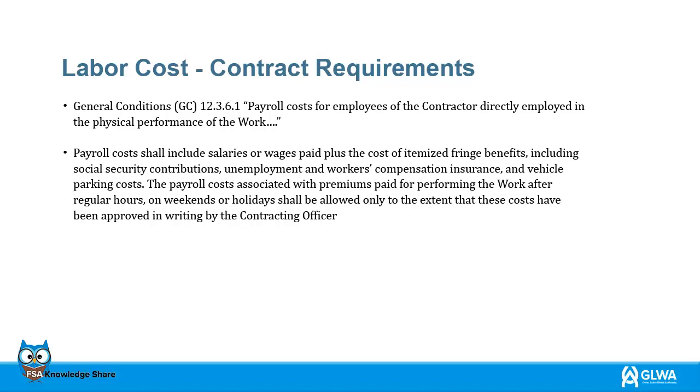General Conditions 12.3.6.1. Payroll costs for employees of the contractor directly employed in the physical performance of the work. Payroll costs shall include salaries or wages paid, plus the cost of itemized fringe benefits, Social Security contributions, unemployment, workers' compensation insurance, and vehicle parking costs. The payroll costs associated with premiums paid for performing the work after regular hours, weekends, or holidays shall be allowed only to the extent that these costs have been approved in writing by the contracting officer.